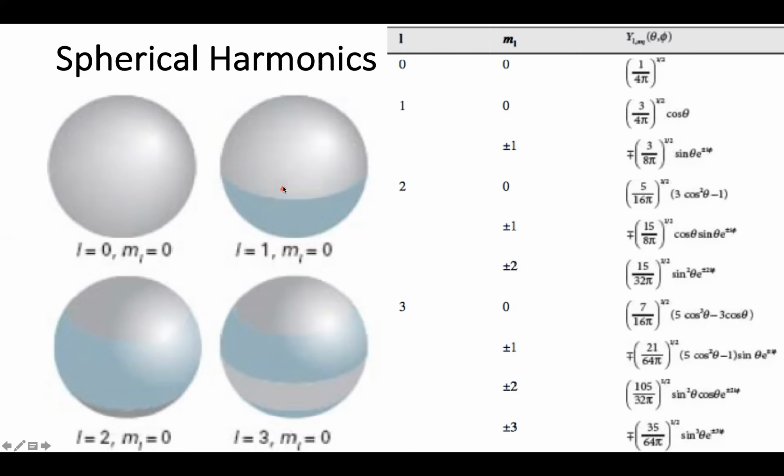So let's go ahead and try and decipher what's happening with these spherical harmonics. The simplest case is if I have an L of 0, this means I'm going to have an energy of 0. Gotta love that. This is our ground state system. Just like with an M sub L of 0, it means we have no rotational motion.